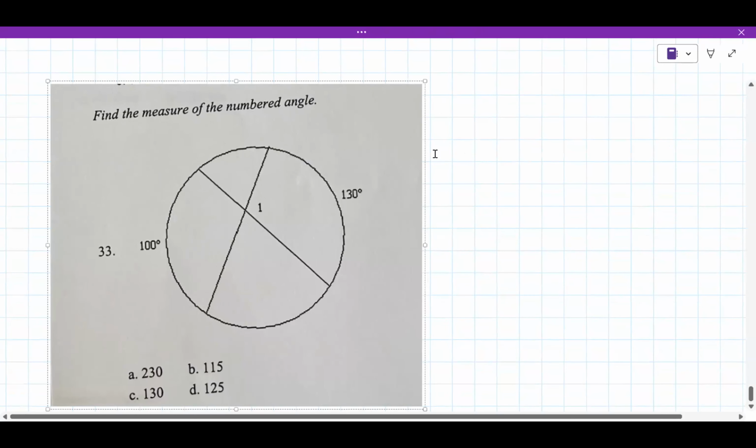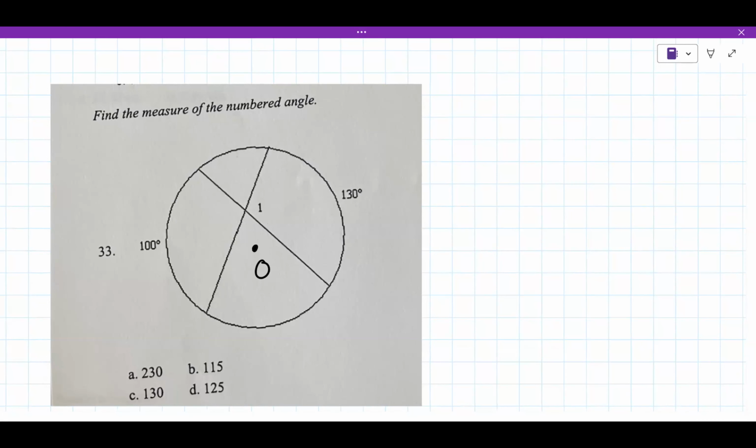All right, find the measure of the numbered angle. They want you to find this angle right here, angle 1. The center's right there, roughly, center O. There is a formula for this. That's where I'm like, I don't know if this is too specific or not. You remember this? We did do this, I think, last few weeks.